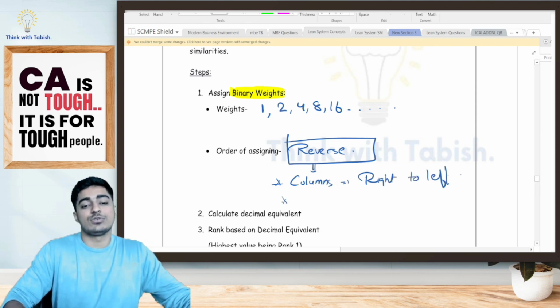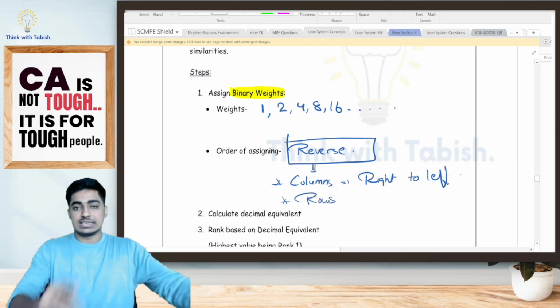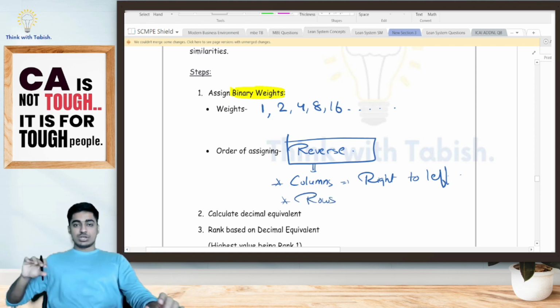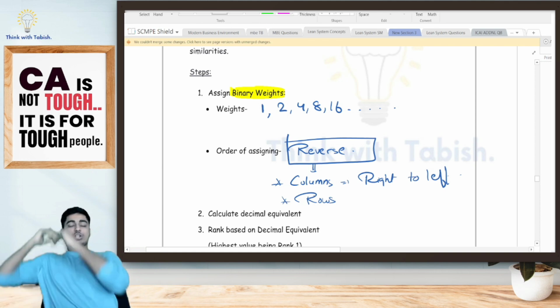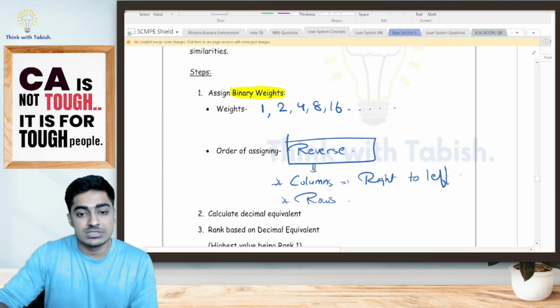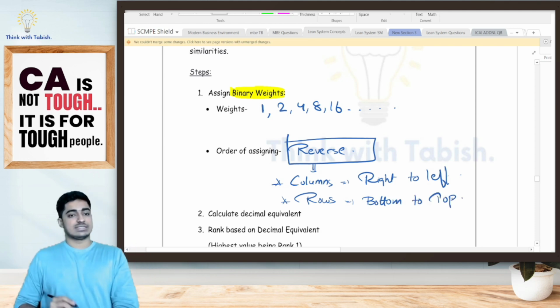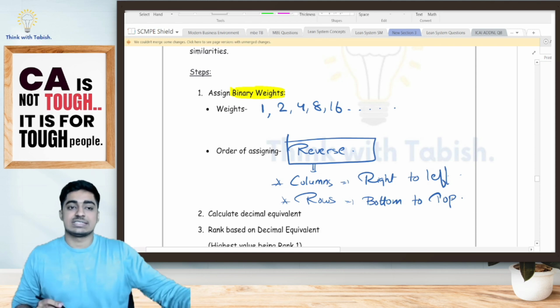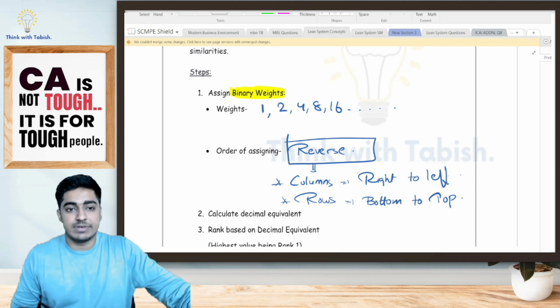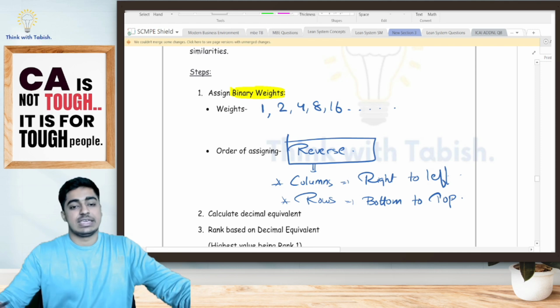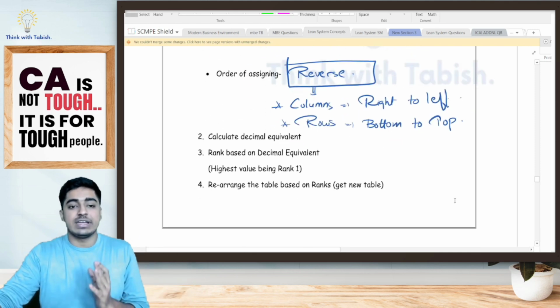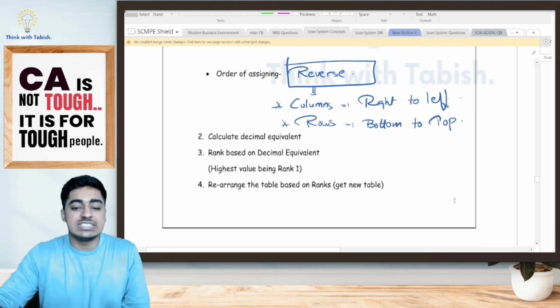Yes, in case of rows, these are my rows. Am I going to give from top to bottom or from bottom to top? It is reverse. So I am going to give from bottom to top. Yes, this is step number 1: I need to assign binary weight. Is this clear, students? Once I have assigned my binary weight, I need to calculate my decimal equivalent.